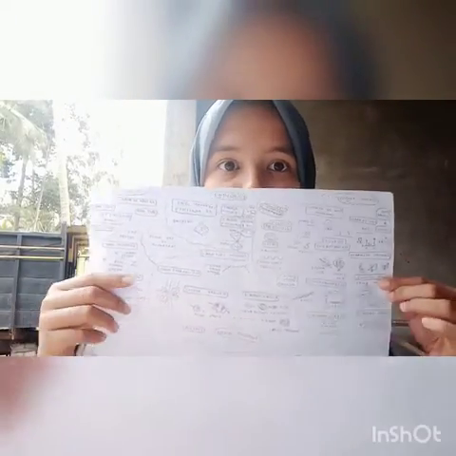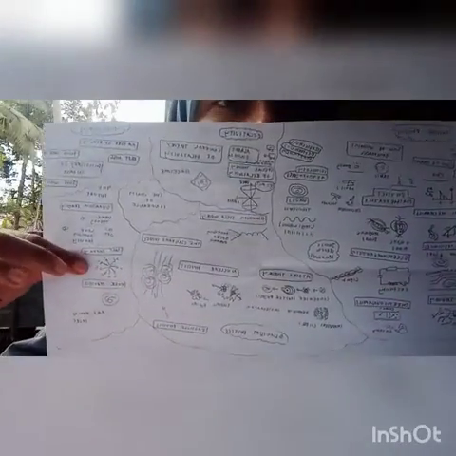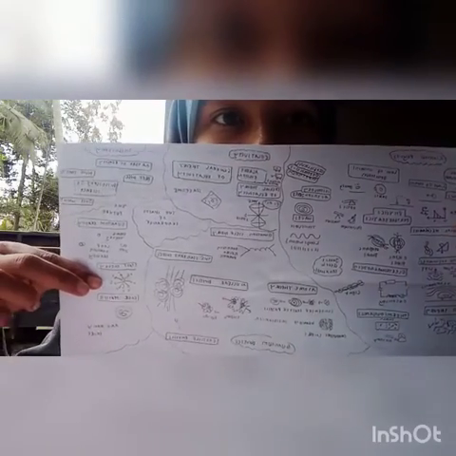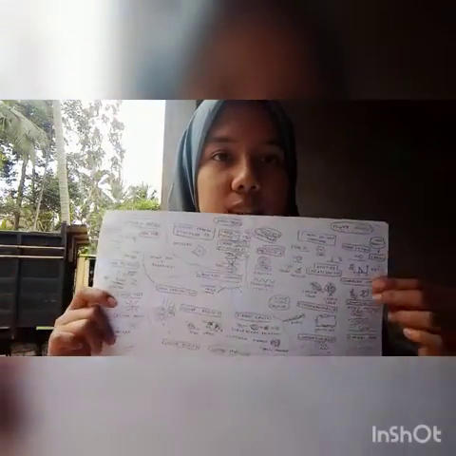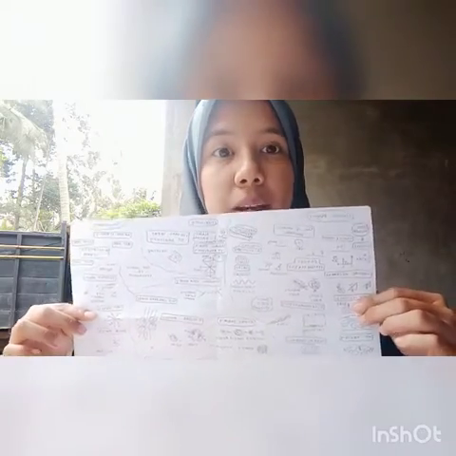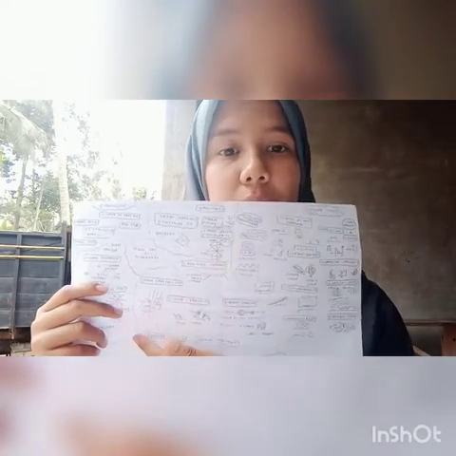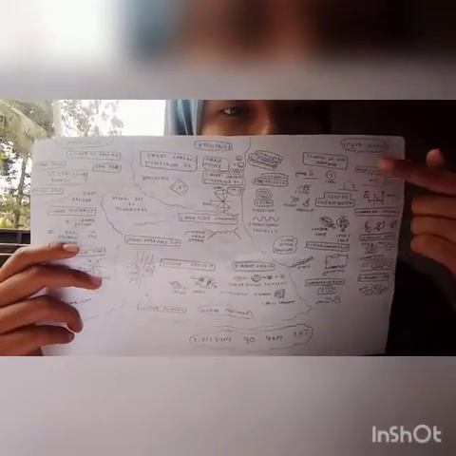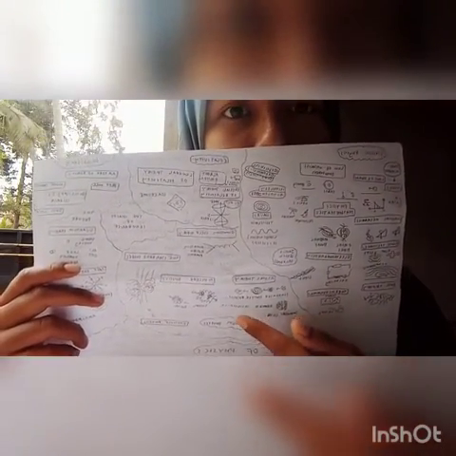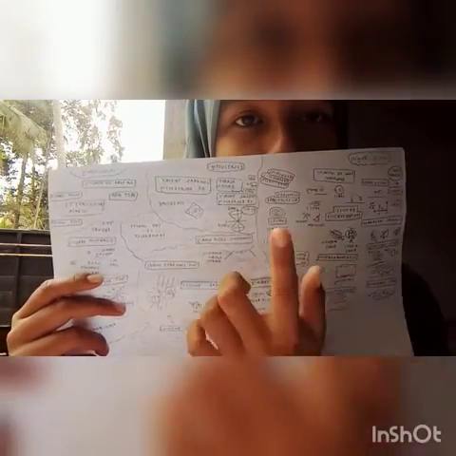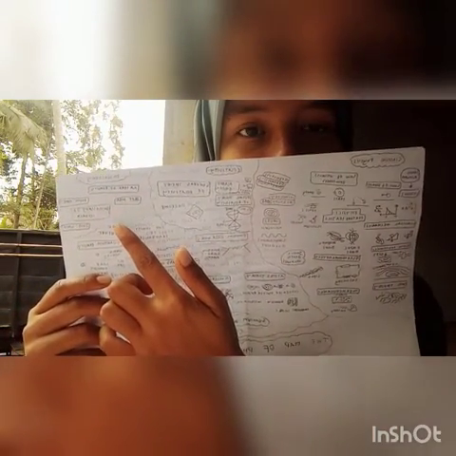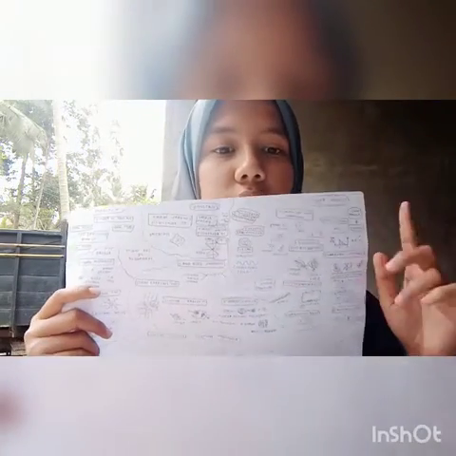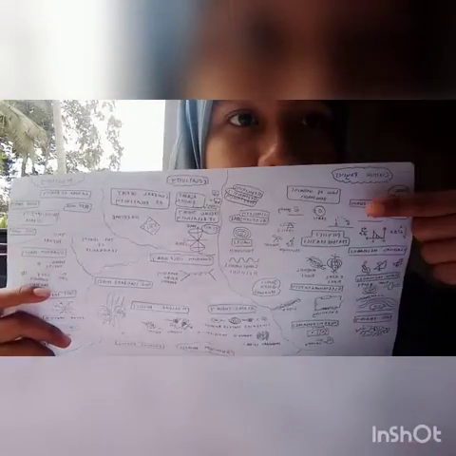Okay guys, now I want to tell you about my map. My map of physics, like this. So this is a map of physics. There are some parts of the map of physics, namely classical physics, quantum physics, and relativity. So the first is classical physics.